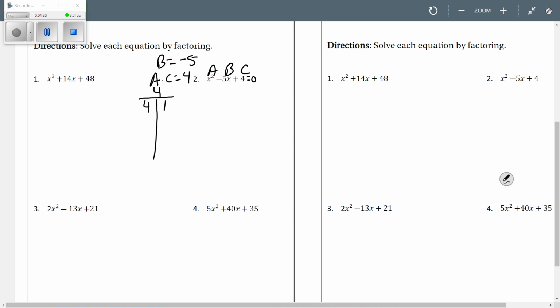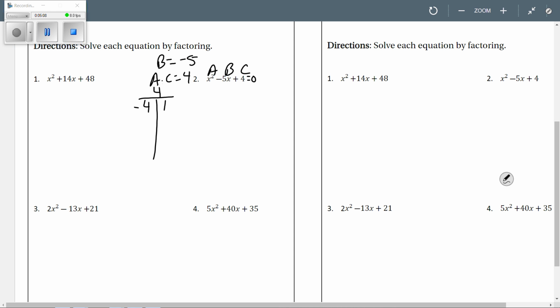4 times 1. Oh, that can add up to 5. We already found our factors. Now, we just need to be smart. This is where we think. How can I make this to where they multiply to be positive 4 but add up to be negative 5?